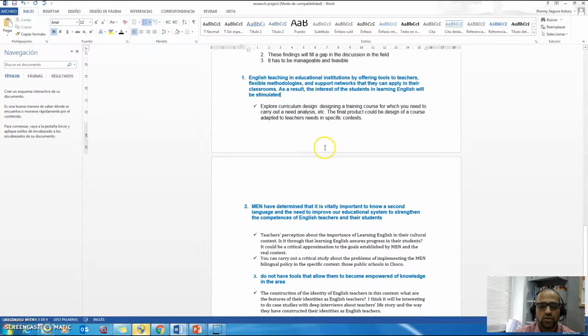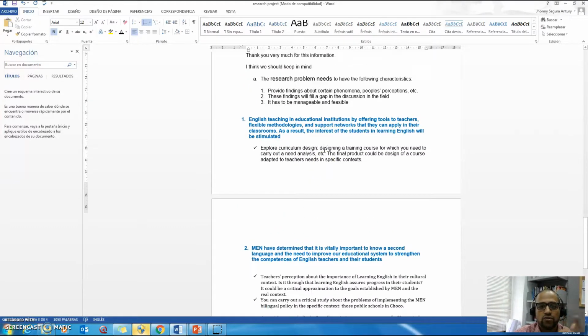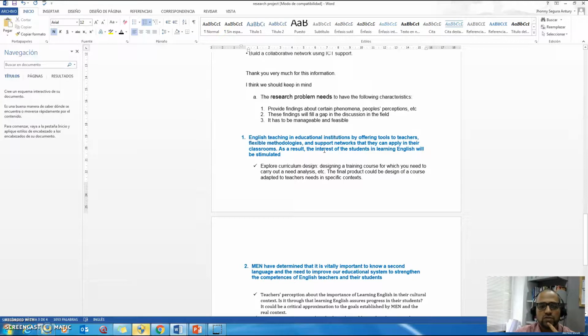So I'm just going to show you these three options, and of course you can get more. You said something about English teaching in educational institutions by offering teachers flexible methodologies and support networks that they can apply in their classroom. As a result, the interest of the students in learning English will be stimulated.